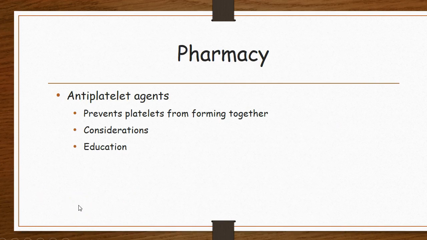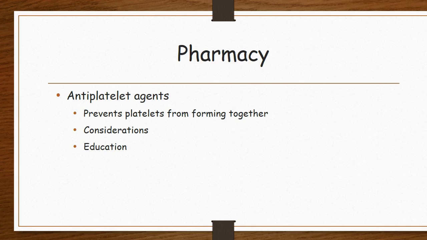So antiplatelet agents such as aspirin and Plavix, they help keep platelets from forming together. So if your patient is on an antiplatelet medicine, you want to make them aware that they're at an increased risk of bleeding, because platelets help clump up and clot. They help our clotting. So if our platelets do not clump together, then we don't clot as well, therefore we bleed more.